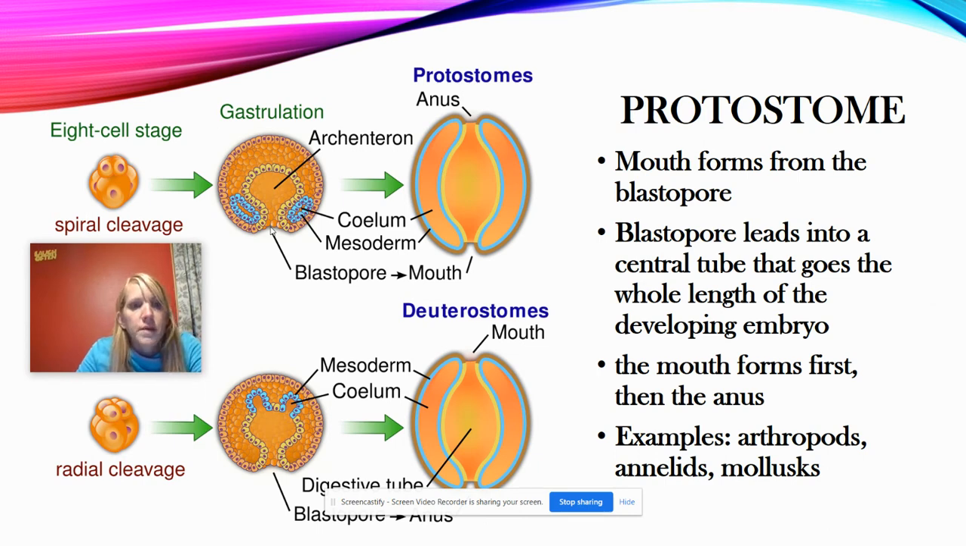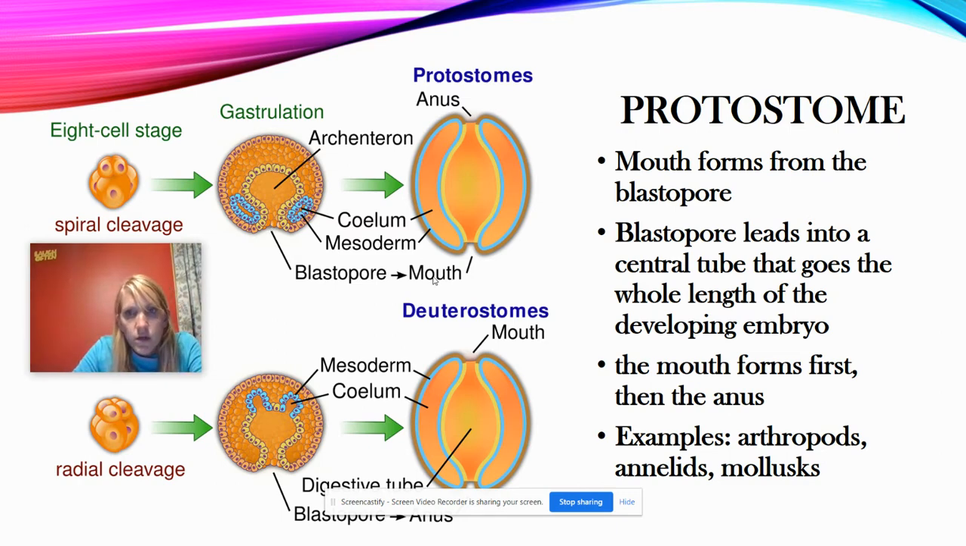And so a protostome is mostly invertebrates, or I mean, almost all invertebrates. It is all invertebrates, but I mean, almost all of the invertebrates are protostomes. Arthropods, annelids, and mollusks. Those are all protostomes. So what is a protostome? The blastopore turns into the mouth.